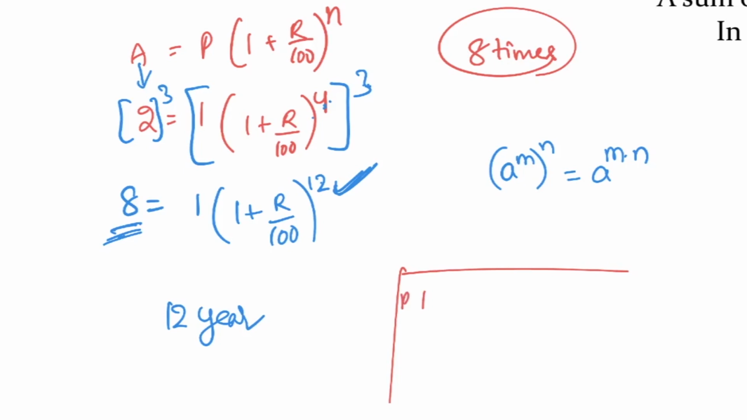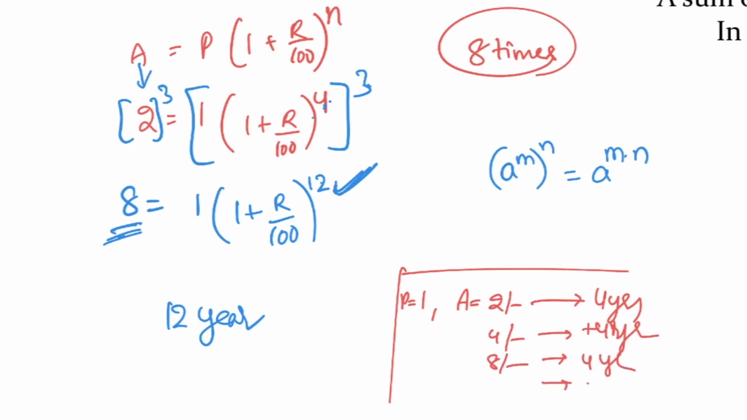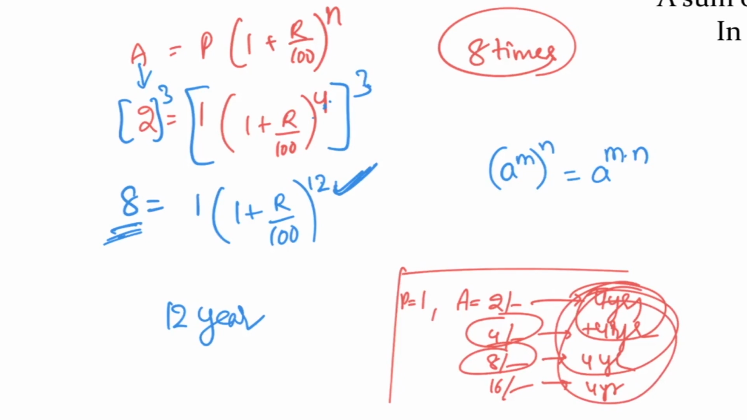Otherwise, you can use this relation. If you invest 1 rupee, it will become 2 rupees. It takes 4 years. In 4 more years, it will become 4 rupees. In 4 more years, it will become 8 rupees. In 4 more years, it will become 16 rupees. It doubles again and again. So, in 4 plus 4, 8 years, it becomes 4 times. In 12 years, it becomes 8 times. In 16 years, it will become 16 times. In 4 more years, it will become 32 times. Got it?